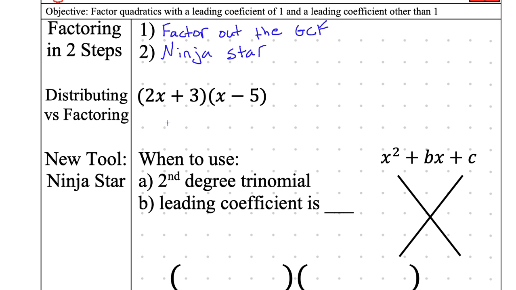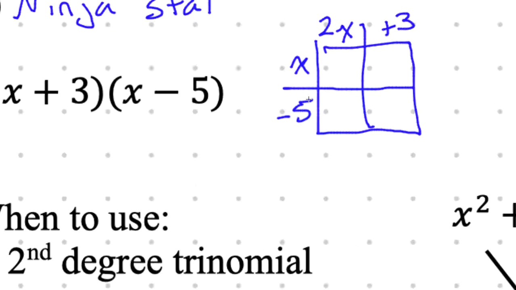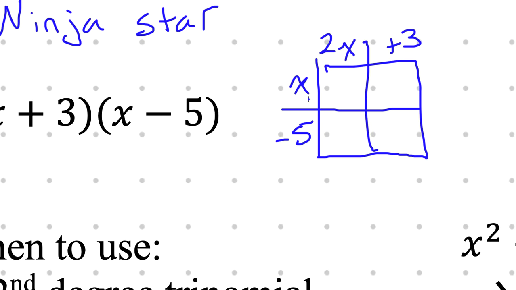If I go ahead and distribute these, I can either FOIL this out, first, outer, inner, last. The acronym is FOIL. Or I can use a general rectangle. I'm going to go ahead and make a really quick general rectangle. I'm going to do 2x plus 3 and x minus 5. Someone help me fill in this general rectangle.